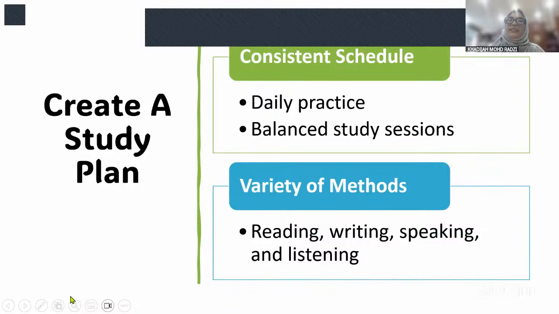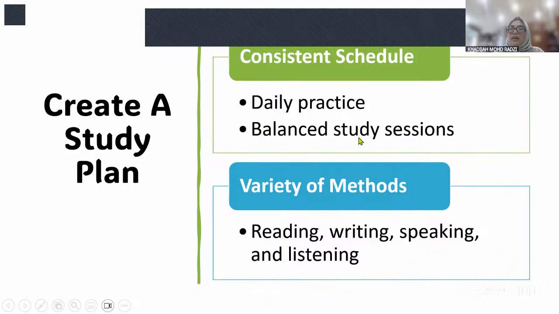Okay, next, create a good study plan. Plan your day. What do you want to do? Okay, so you should have a consistent schedule. So you need to have a daily practice. You need to use the language that you want to learn. Okay, you should have balanced study sessions.